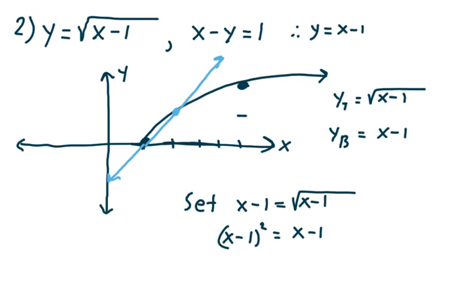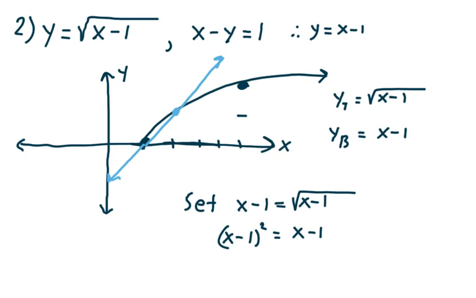Let's take a look at example 2. Suppose we have the curves y equals the square root of x minus 1 and x minus y equals 1. And notice when x minus y equals 1, we can say y equals x minus 1. So notice how the line y equals x minus 1 is sketched in blue, and then y equals square root of x minus 1 is sketched in black.